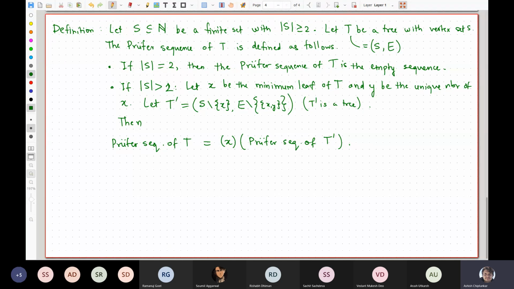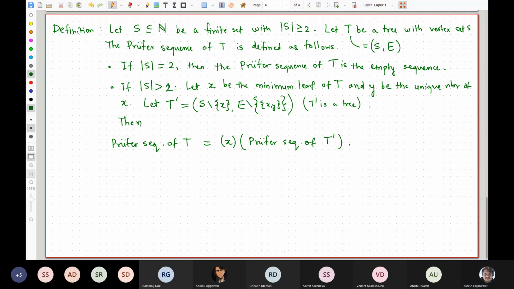So if the size of the set is 2, which means the tree has just one edge, then we define its Prufer sequence to be the empty sequence. If size of S is greater than 2, what do we do? Let X be the minimum leaf of tree T, and Y be its unique neighbor. Now I am constructing a new tree. From this original tree T, I am removing the vertex X and the edge XY. So that way you get a tree. And then I define the Prufer sequence of T to be X followed by the Prufer sequence of T prime. So this is the way I'm inductively defining the Prufer sequence of a tree.